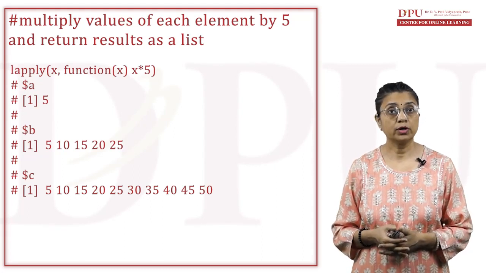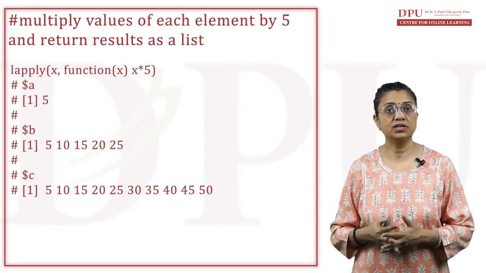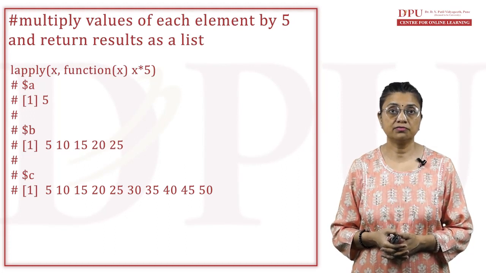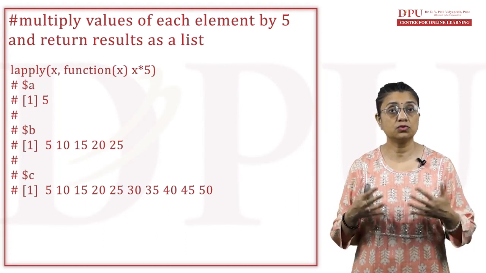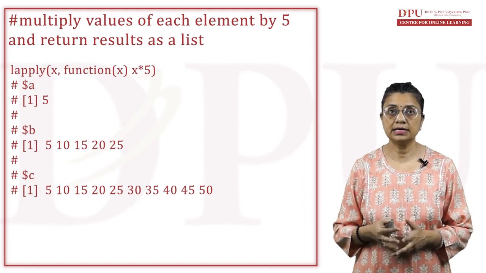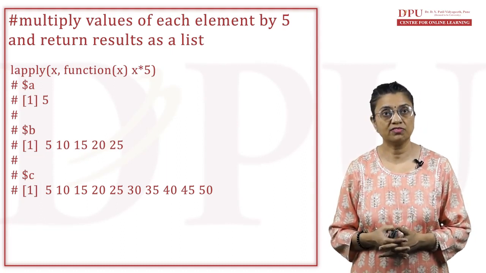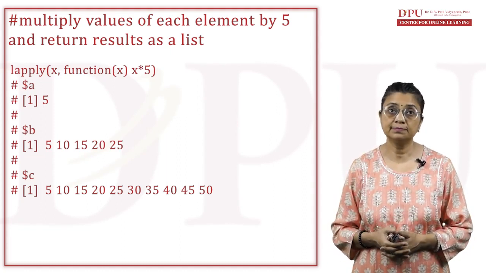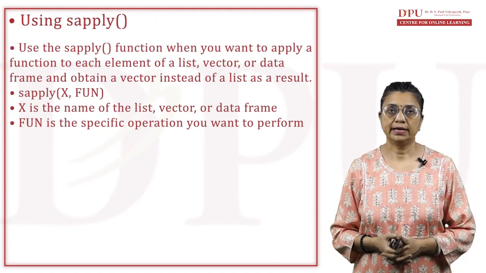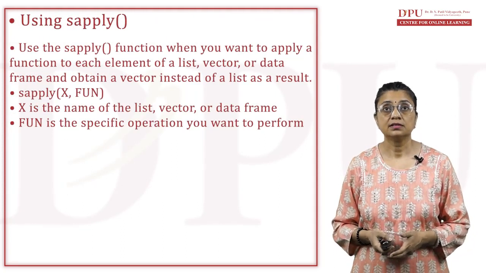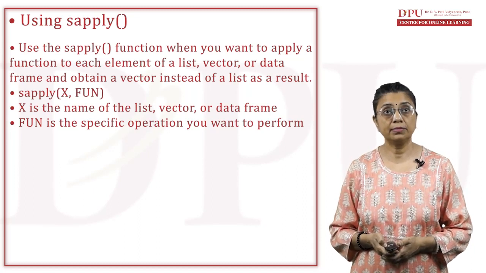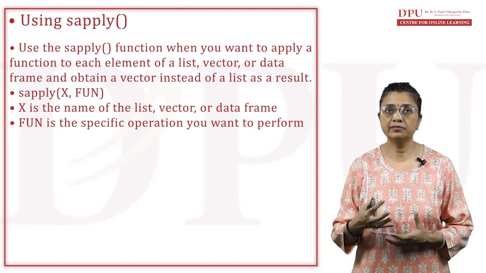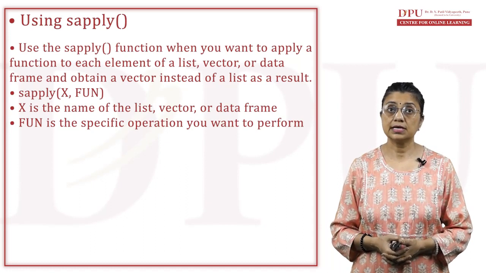Likewise C. So here we get 5, 10, 15, 20, 25, 30, 35, 40, 45 and 50. So you can see here how nicely I am multiplying every number by 5 and printing the result as a list using sapply. Now we have seen the last function, which was lapply. Now we will see another variation of apply function, which is sapply.